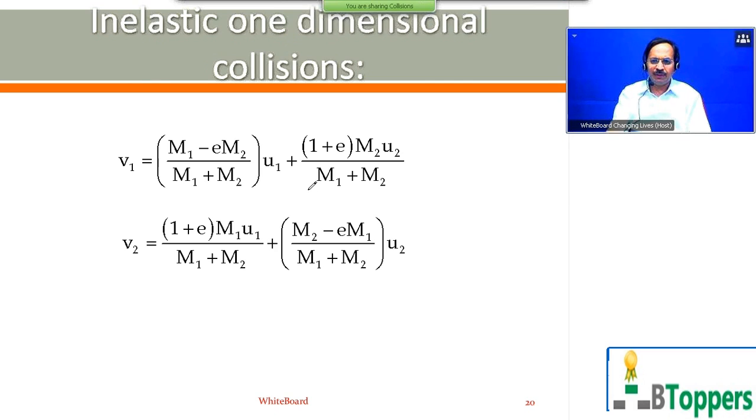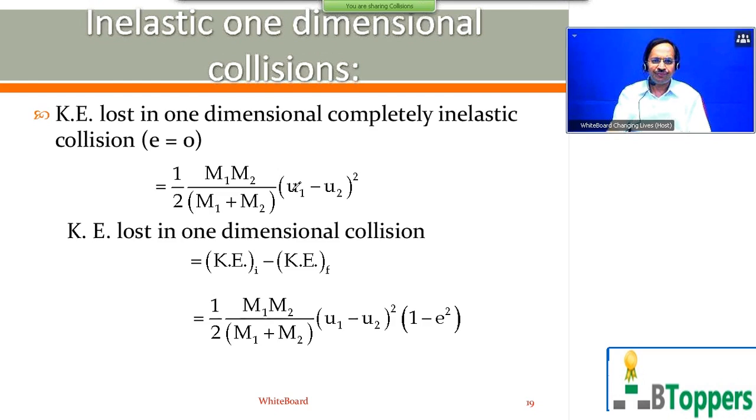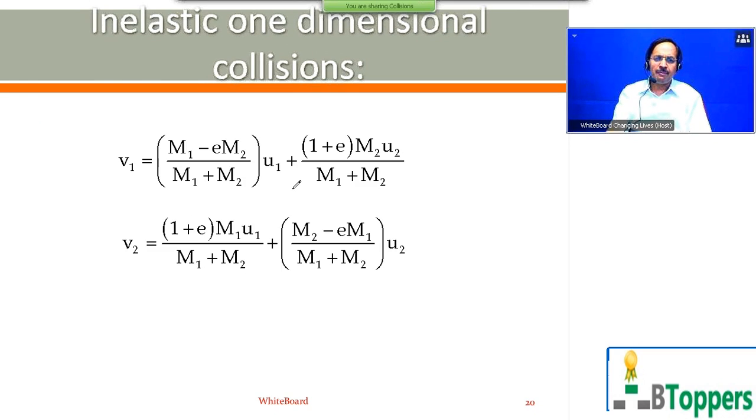As I discussed, any problem on one-dimensional collisions can be solved by using the two equations: m1 v1 plus m2 v2 equal to m1 u1 plus m2 u2, and v2 minus v1 equal to e times (u1 minus u2). So in my next class, I'll be discussing one special case in one-dimensional inelastic collision where a rubber ball is dropped from a certain height onto a horizontal floor and allowed to collide repeatedly.